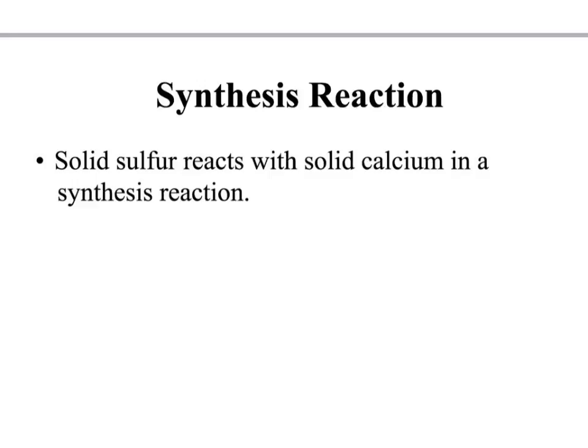Here we have solid sulfur reacts with solid calcium in a synthesis reaction. Notice the products aren't given, but we are told that it is a synthesis reaction. So let's start with our reactants. We've got sulfur, and it reacts with calcium. Okay, and because the reaction tells us that it is a synthesis reaction, we know that they will combine to form one product. So you want to look at the reactants and you want to just kind of determine, well, if these were to combine, what are the charges that they would make?